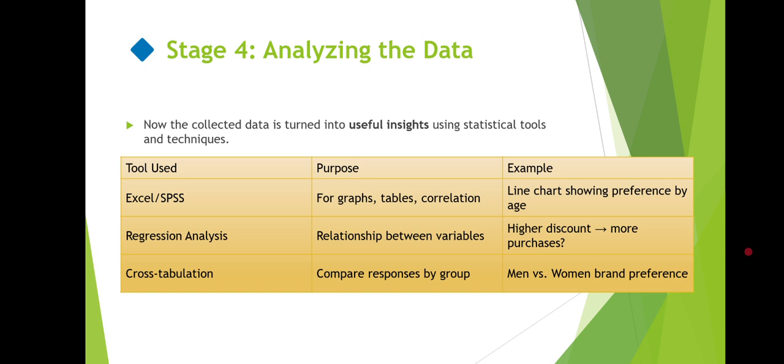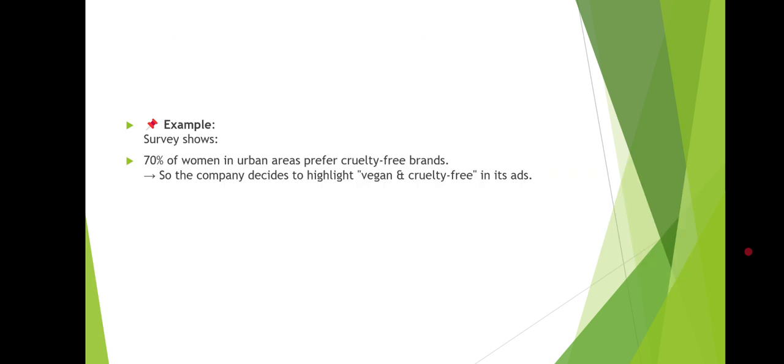Next, we have regression analysis. Basically, regression analysis is used to find out the relationship between variables. For example, a higher discount means more purchases in the market. Next tool we have is cross tabulation. What is the purpose of using this particular tool? To compare the responses by group. For example, men versus women brand preferences. For example, a survey shows 70% of women in urban areas prefer cruelty-free brands. So the company decided to highlight cruelty-free in its ad.